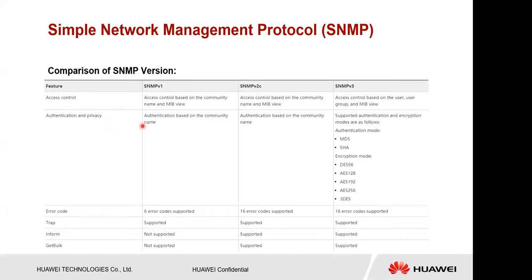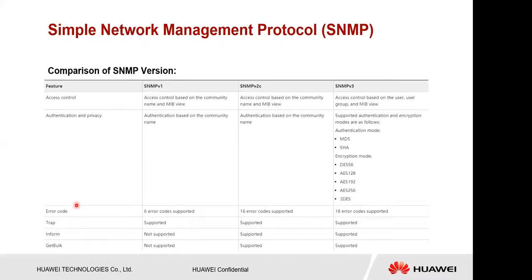Moving on to the next one, which is authentication and privacy. For SNMP V1 and V2C, it uses authentication based on the community name, which is the read and write. While for SNMP V3, it supports the authentication mode and also the encryption mode. For the authentication mode, we have MD5 and also SHA. And for the encryption mode, we have DES and also AES. So it has quite a number of encryption modes supported for SNMP V3.